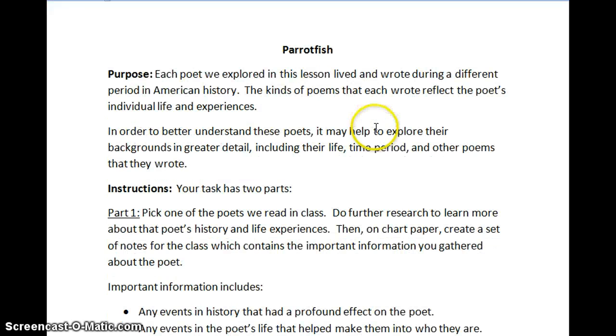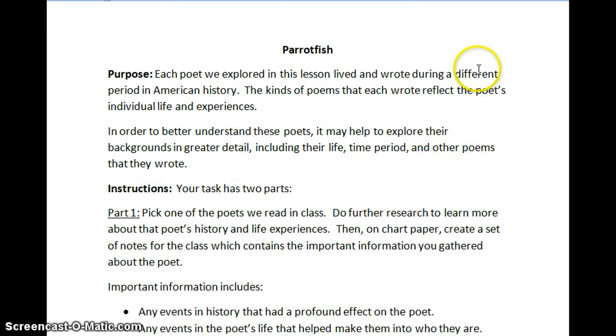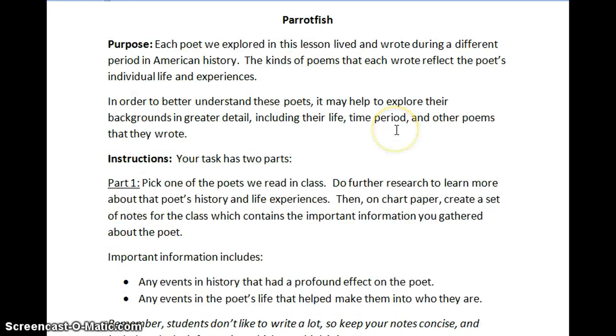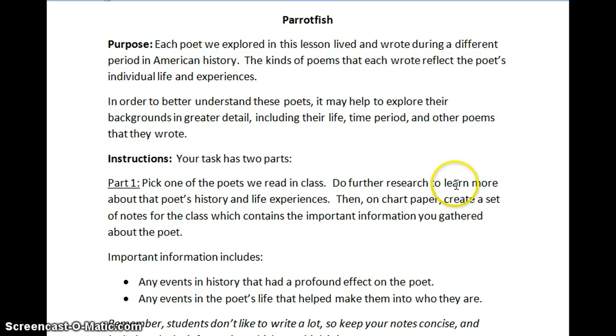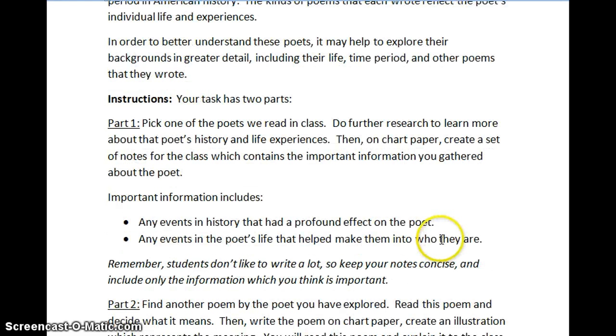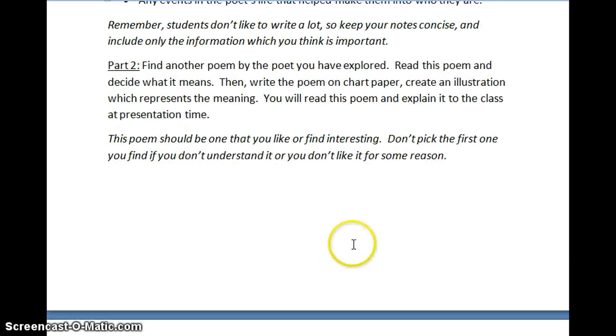This is a differentiated assignment which asks students to analyze 3 poems that we read in class. And I differentiated this assignment based on kind of ability level, but also a little bit based on learning style. So the first set of assignments, these are just silly names I've given the groups. Parrotfish here is the first group, and they'll be finding some notes about one of the authors, and then discovering one other poem by the author and explaining that to the class.